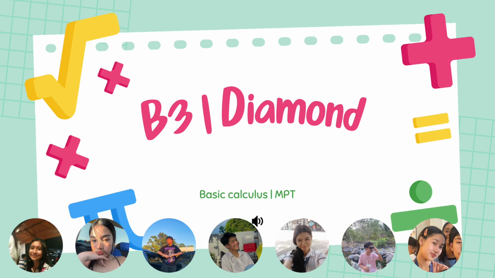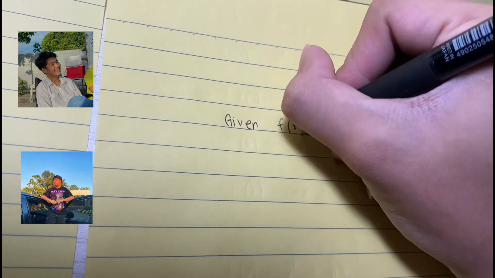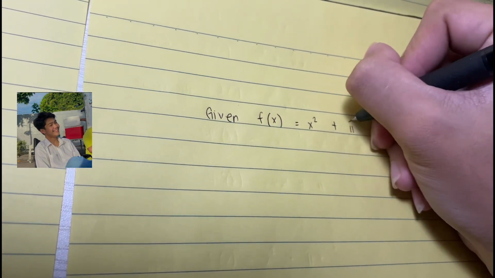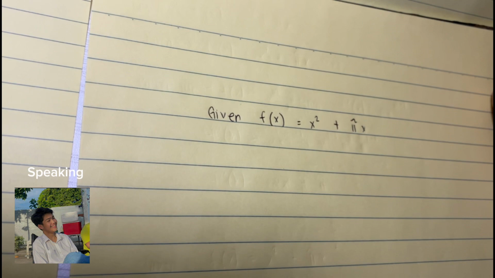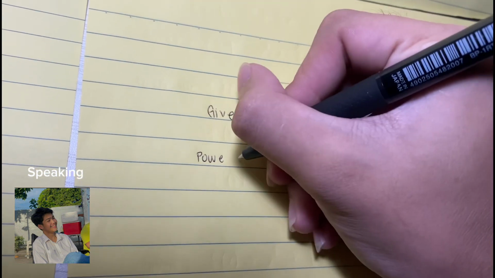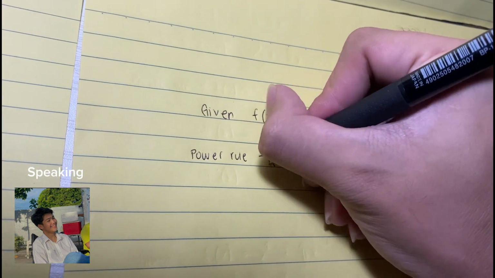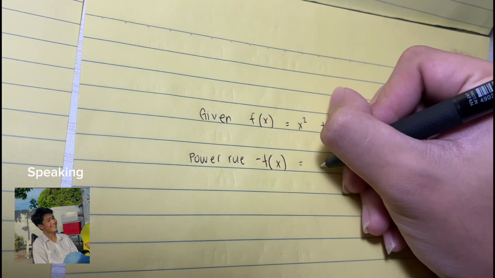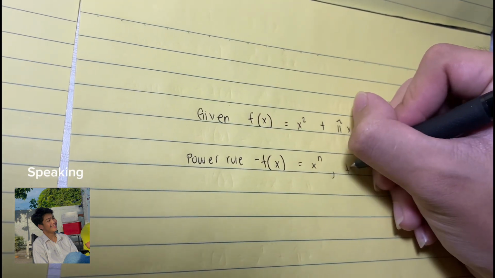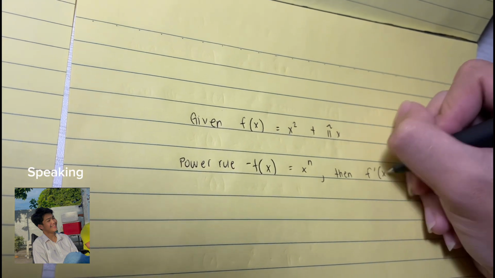Here's another example for the basic rules of derivatives. We have here a given of f of x equals x squared plus pi x. We will solve this using the basic rules of derivatives. Step 1. Understand the power rule. The power rule states that if f of x equals x raised to n, then f prime of x equals nx raised to n minus 1.